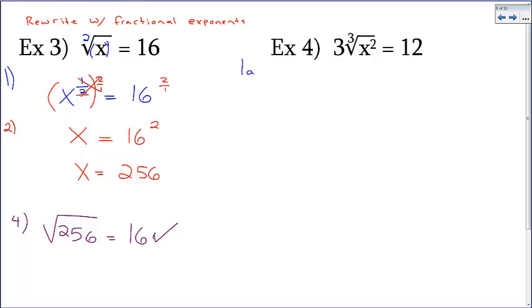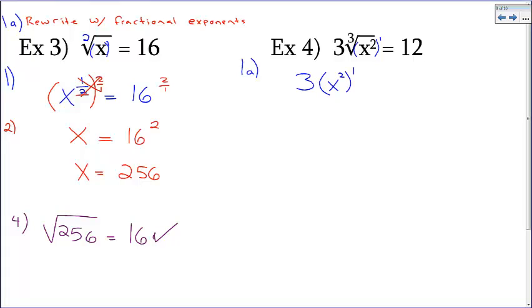Example 4 is more involved, but uses the same process. First, I recognize that 3 is simply a coefficient, so I'm going to bring it down. Now, some of you may want to divide it out at this point. That is an option, but I'm leaving it in for a very specific reason that I'll show you at the end.